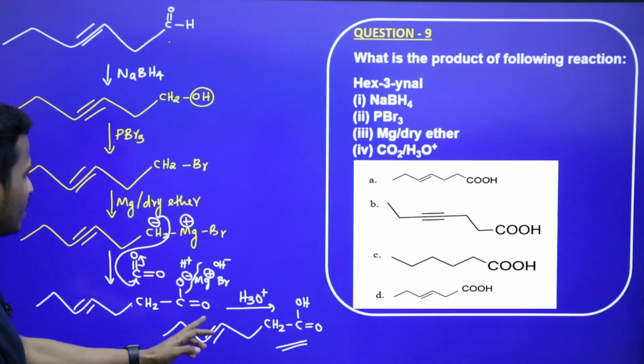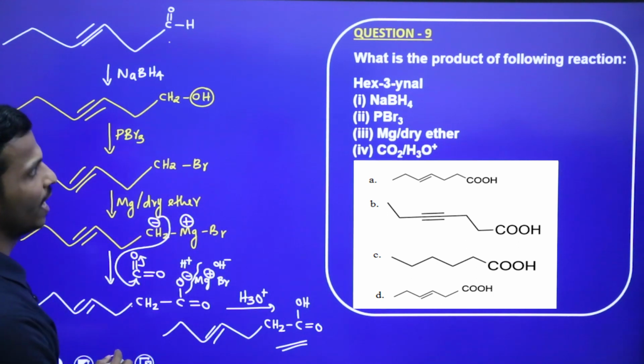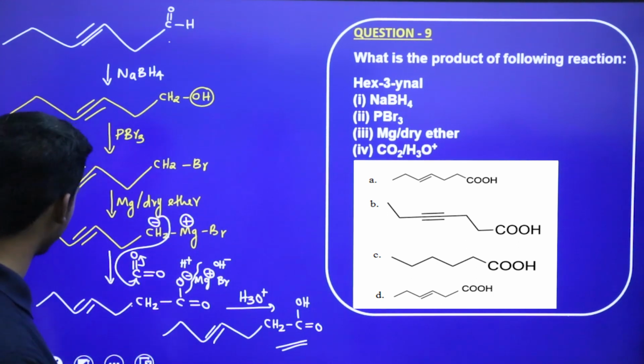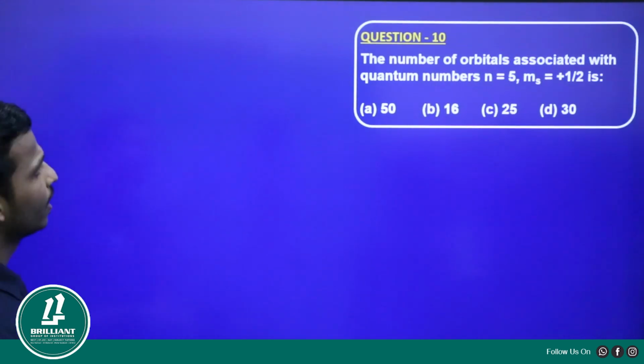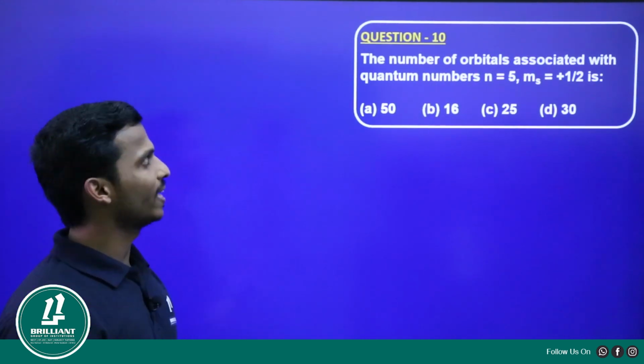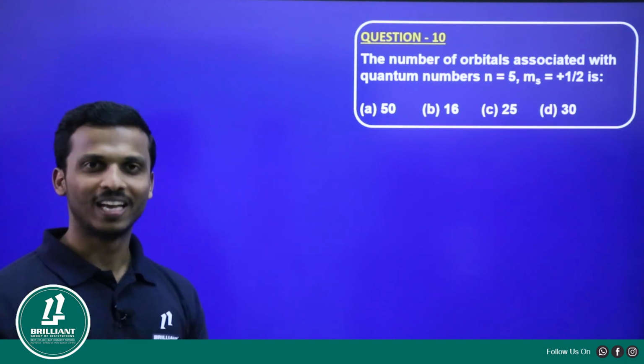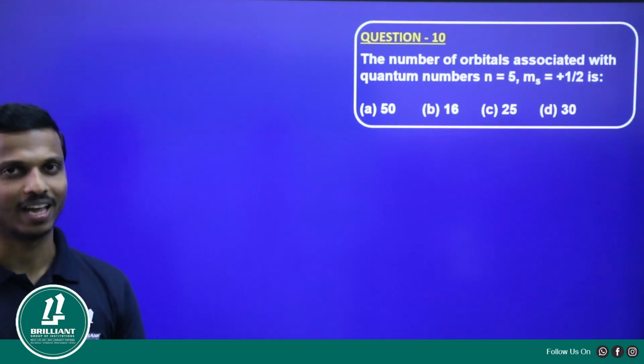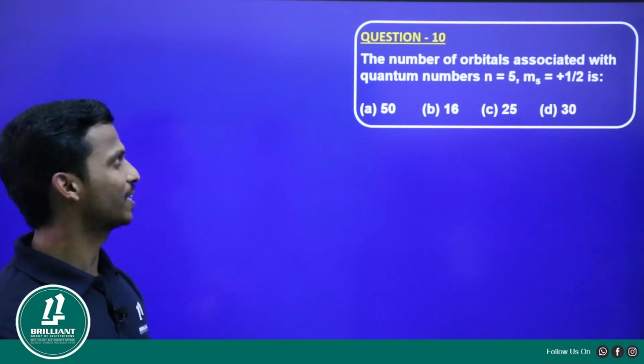So the answer is option B. Now let's go to question number 10. Question number 10, the number of orbitals associated with quantum numbers. Very simple question. Structure of atom, right? Grade 11, second chapter, structure of atom.